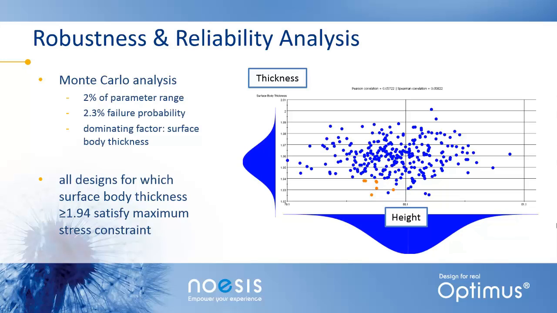We specify a normal distribution for both of these values, with the nominal value being the result of the local optimization. And what we find on the bracket is that, out of 1,500 designs that were run, we have only a few that were failure modes. In fact, we ended up with about a 0.23% failure probability. And perhaps what's even more important is that if we specify that the surface body thickness must be above 1.94, we will have a 100% reliability rating.